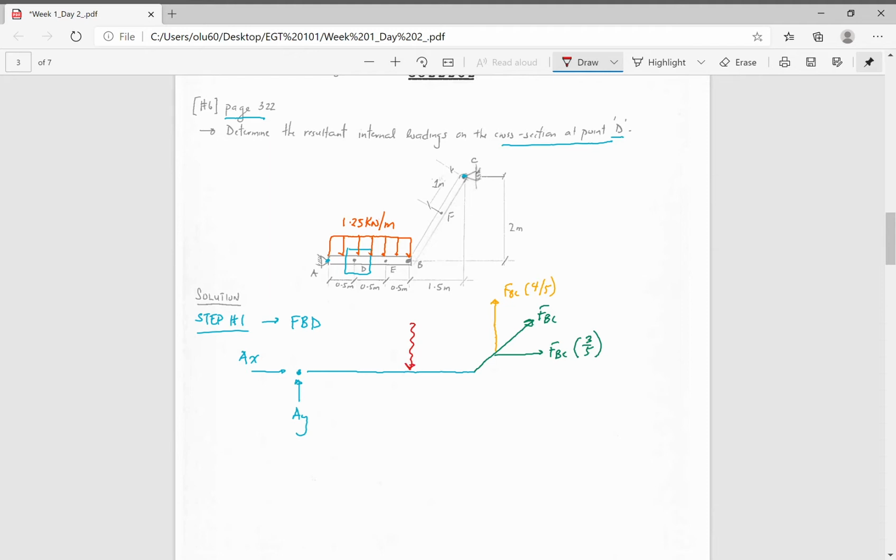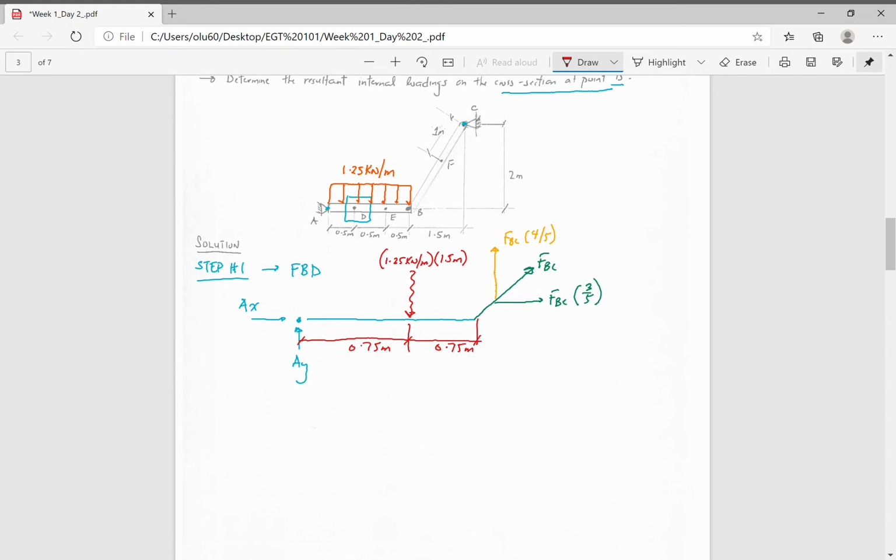That's going to be 1.25 kilonewtons per meter over a span of 1.5 meters. Okay, so this would be something like this. Now I can take some of the forces.